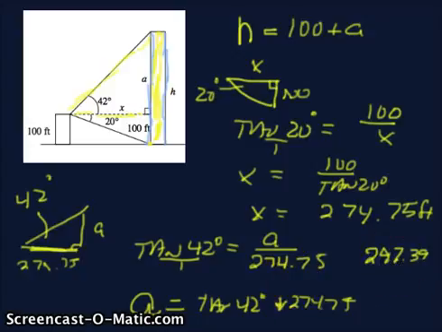But wait a minute, we want to know the height of the building. So the height of the building would be another 100, 347.39 feet. Okay, so that's how you do that problem.